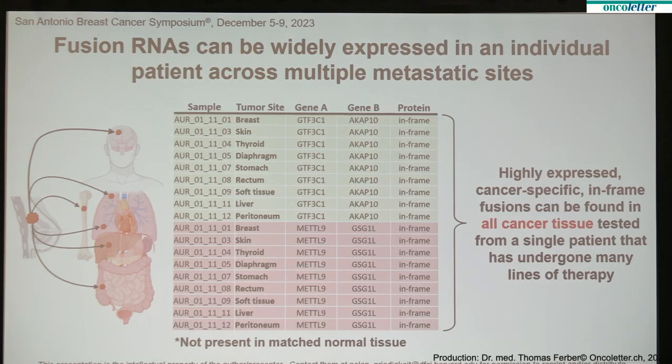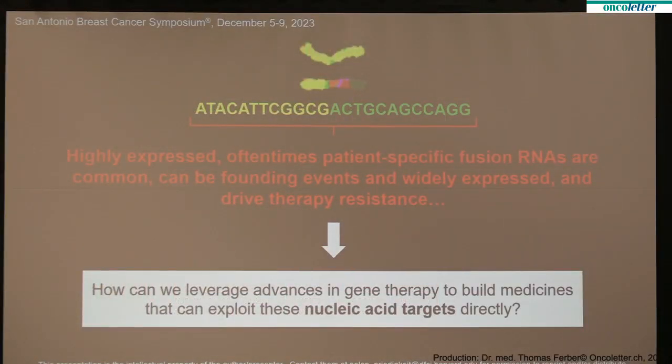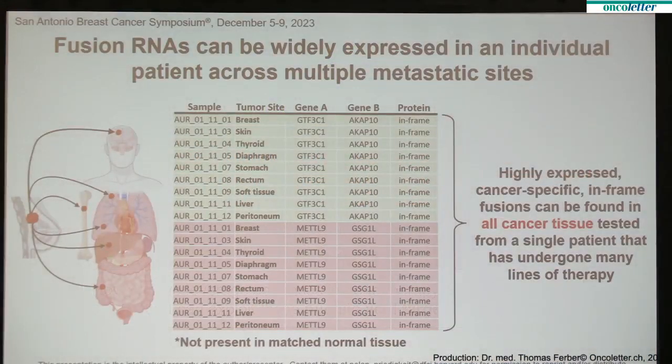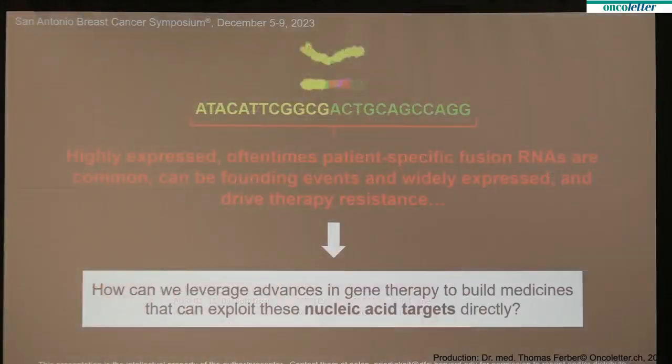Regarding the question of when they arise in therapy, we were able to analyze the Aurora cohort, which has a couple rapid autopsy cases, and we importantly found that these highly expressed fusion RNAs can be expressed in every single cancer tissue from an individual patient, suggesting that they may be more homogeneous targets than what we are currently targeting. So this leads to a question that we're excited about. How can we really leverage advances in gene therapy to build medicines that can exploit these nucleic acid targets directly? And can we move past this protein-centric cancer medicine and move towards targeting nucleic acids?